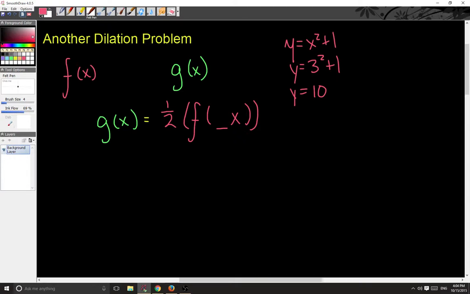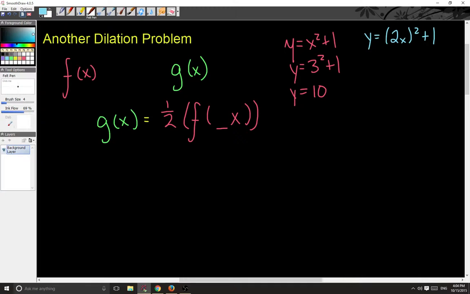But when we horizontally dilated it by 2, let me use a different color for that. And this is not related, this is just kind of an aside, just to remind you how horizontal dilation works. So, say we're going to horizontally dilate it by 2.